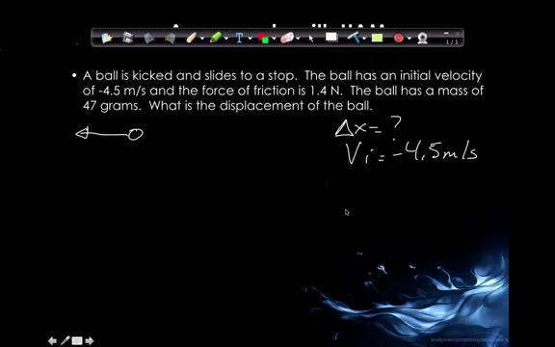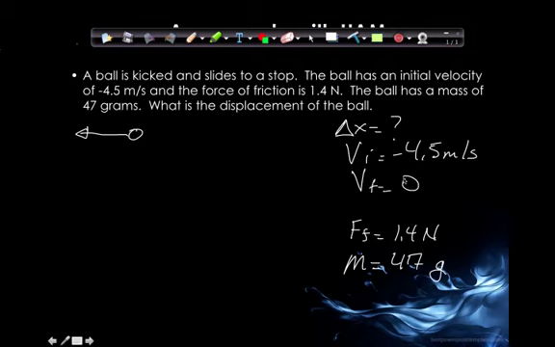And the force of friction, so it gives us a force too. Force of friction is 1.4 newtons. It also tells us the mass of the ball, which is 47 grams. And then it's asking for the displacement. Okay, and it also tells us that the ball is kicked and slides to a stop. So if it's sliding to a stop, the final velocity is 0.